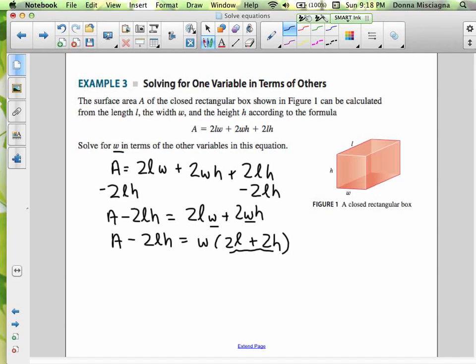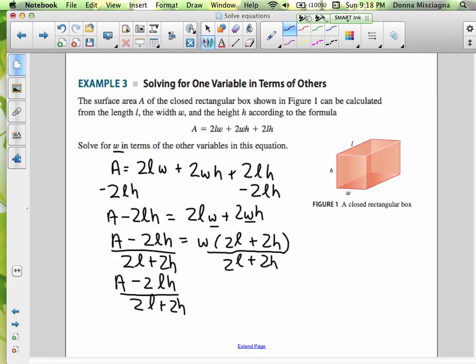If we want to get rid of that coefficient, we'll just divide both sides by 2 times length plus 2 times height. So we're going to divide this side by 2 times length plus 2 times height, and this side by 2 times length plus 2 times height. And now we have this written in terms of one variable. Area minus 2 times length times height divided by 2 lengths plus 2 heights equals W.